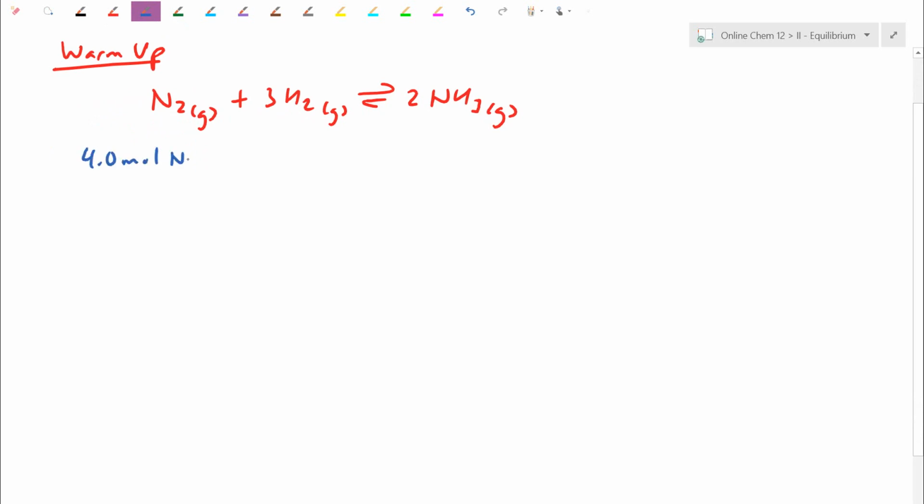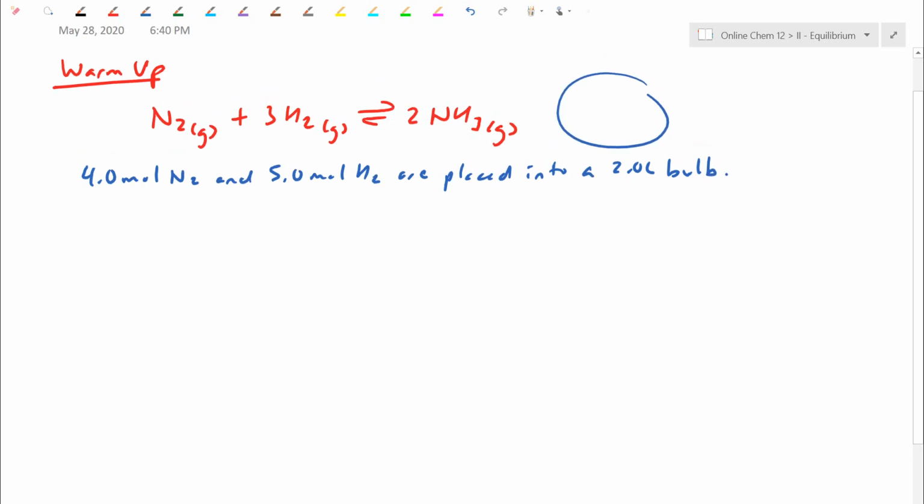So let's take 4 moles of N2 and 5 moles of H2 placed into a 2-liter bulb. The word bulb here just means it's a container. So basically, I know the space in the container is 2 liters, and what I decided to do initially is pump in 4 moles of my nitrogen, and 5 moles of my hydrogen. They didn't need to say, by the way, I didn't pump in any ammonia. That's sort of implied here.